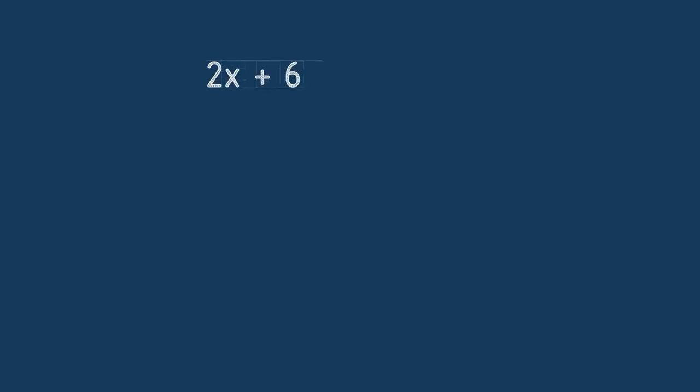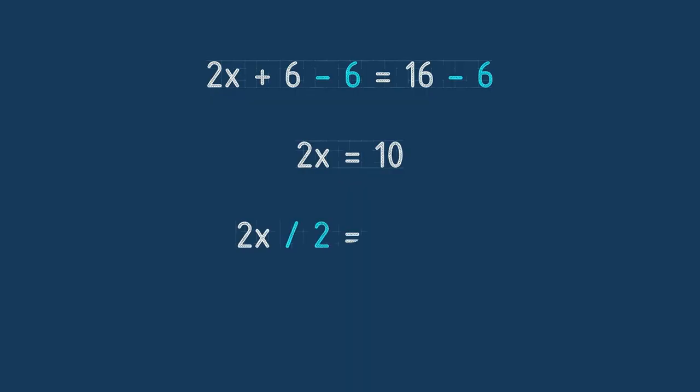Next, isolate the variable. We want to undo the plus 6, so subtract 6 from both sides. 16 minus 6 equals 10, giving us 2x equals 10. Now, divide both sides by 2 to undo multiplication. 10 divided by 2 equals 5, so x equals 5.